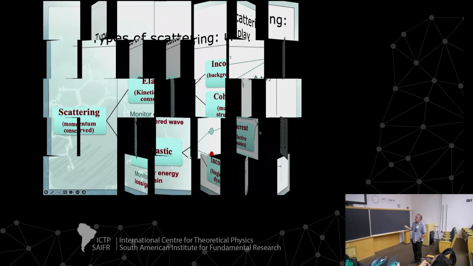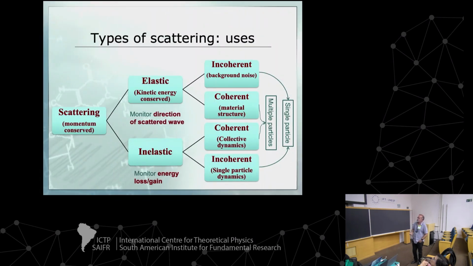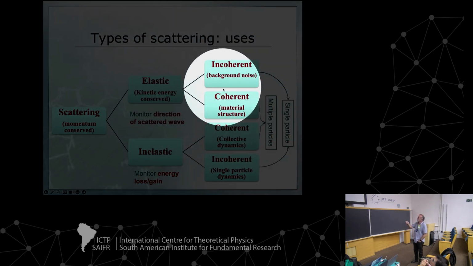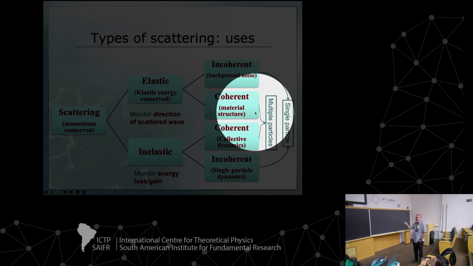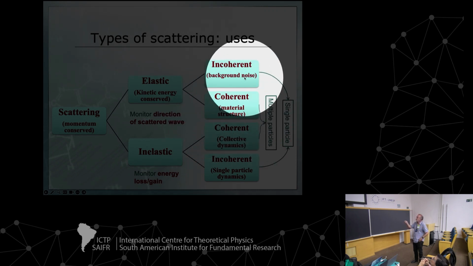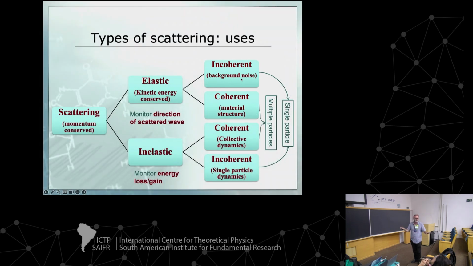This actually has this consequence. In the case of elastic, which is energy conserved, when you have coherent, you can get a measure of the material structure. Incoherent just gives you background noise, which you don't want, but sometimes it's unavoidable. That's one of the things about water. Let's go to water. That's the topic of the school.